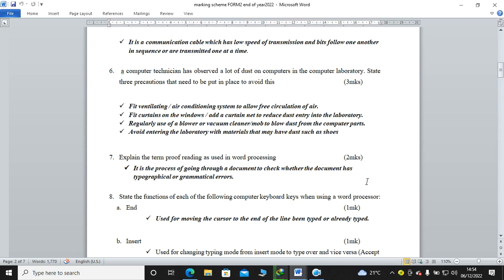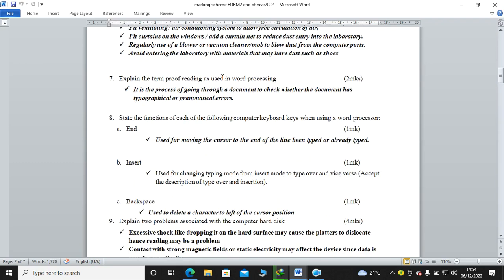So number 8, state the function of each of the following computer keyboard keys when using a word processor. We have the end key, insert key, and backspace. So the first one is end. When you press the end key, the cursor goes to the end of the sentence. So it is used for moving the cursor to the end of the line, whether typed or already typed.